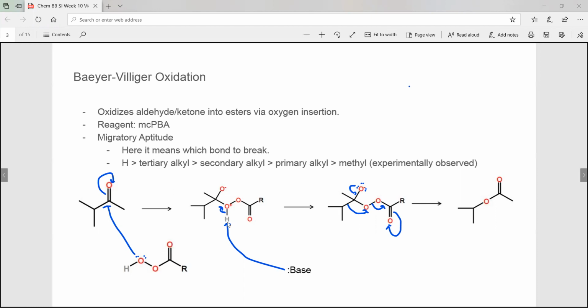A base comes in and deprotonates the hydrogen and neutralizes the oxygen. Then the oxyanion uses its lone pair to reform the pi bond, and the carbon-carbon bond breaks. An oxygen-oxygen bond breaks and kicks off this whole leaving group.